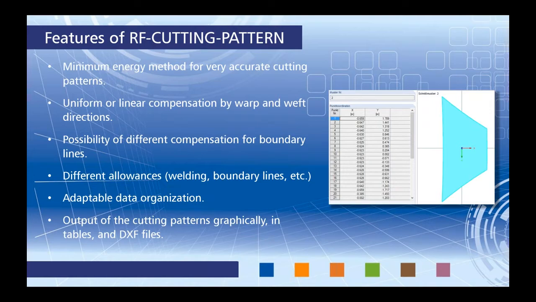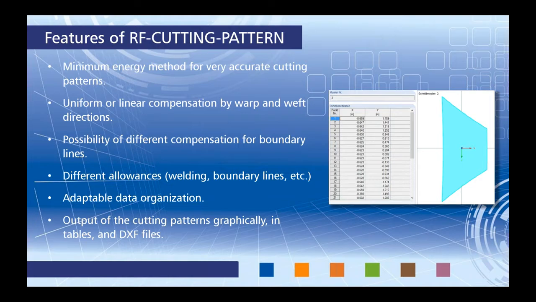Our other add-on module, RF-CUTTING-PATTERNS, uses the minimum energy method for a very accurate cutting pattern. So essentially, we're turning this 3D membrane element into a 2D cutting pattern via the minimum energy method. We can also take into account uniform or linear compensation by warp or weft directions, meaning typically these membranes are going to be stretched when they're applied to our structure. So for the 2D cutting pattern, we can take into account that compensation. We can also apply these compensations for boundary lines around the 2D cutting pattern, so it doesn't necessarily need to be in the warp and weft directions.